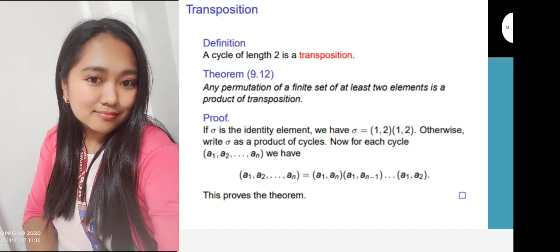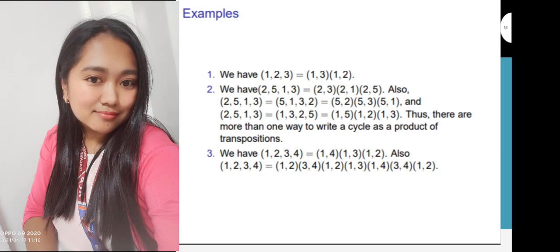Before we dive into the alternating groups, let us first discuss what is transposition. A cycle of length 2 is a transposition. Any permutation of a finite set can be expressed as a product of transpositions, providing a foundational tool for analyzing permutations. Examples of transpositions. We demonstrate how cycles can be expressed as products of transpositions. This flexibility in representation is key to understanding the underlying structure of permutations.